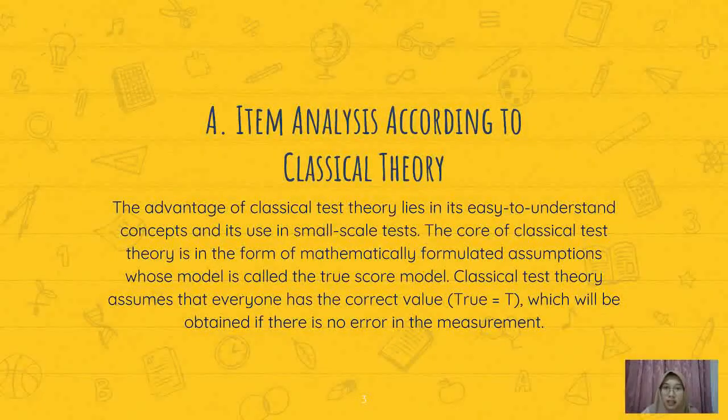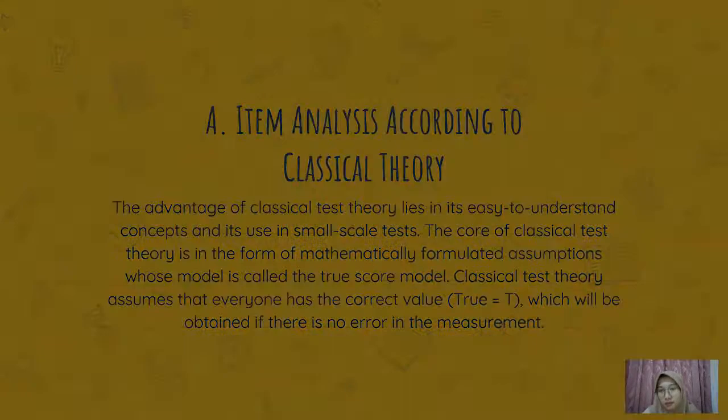First is the item analysis according to classical theory. The advantage of classical test theory lies in its easy-to-understand concept and its use in small-scale tests. The core of classical test theory is in the form of a mathematically formulated assumption, whose model is called the true score model. Classical test theory assumes that everyone has a true value, which will be obtained if there is no error in the measurement.